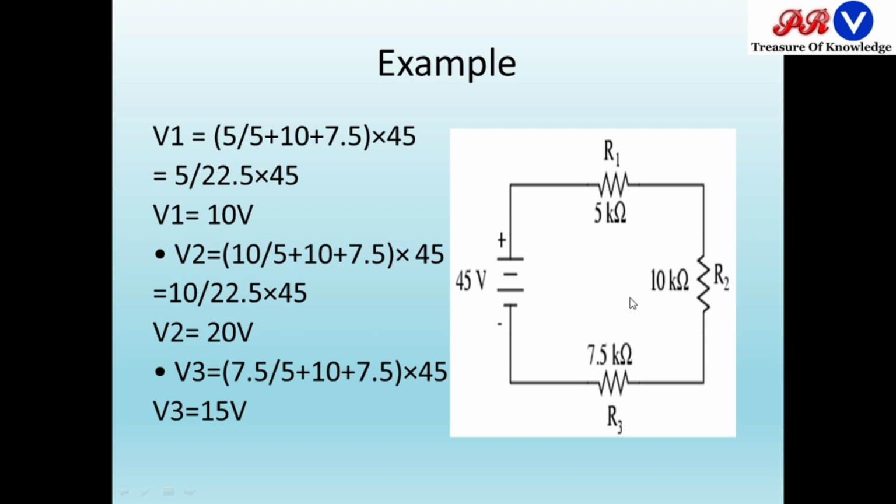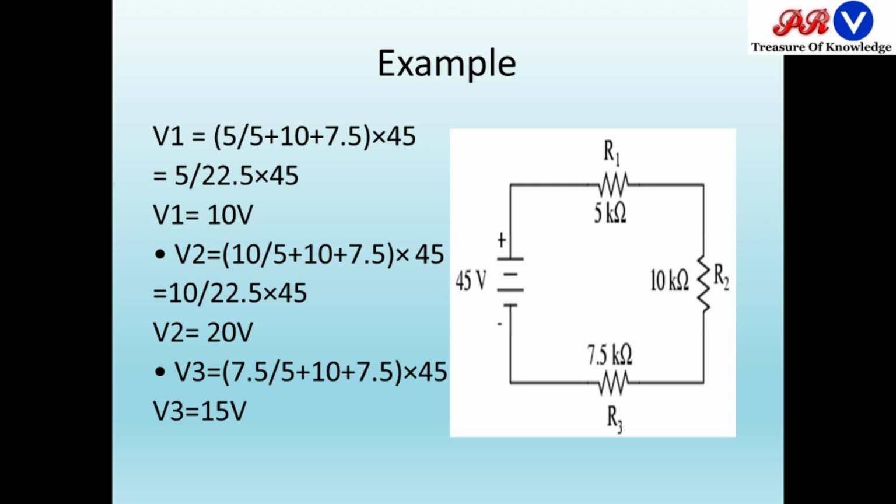In this way, this circuit acts as a voltage divider circuit, because this 45 volts is divided into three parts. 10 volts appears here, 20 volts appears here, and 15 volts appears here. So this is the example of the voltage division rule.